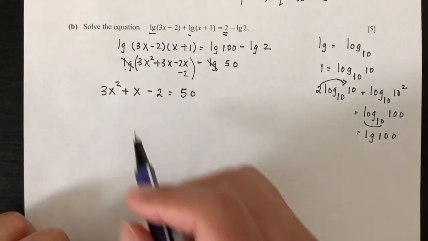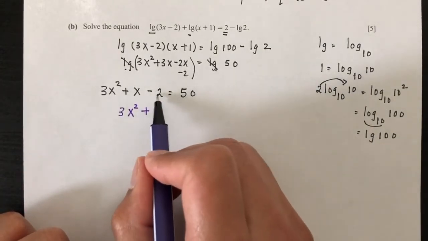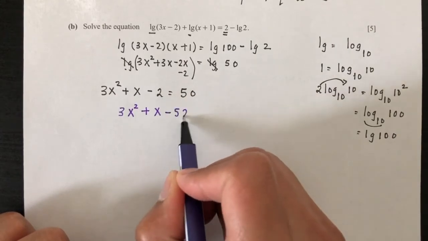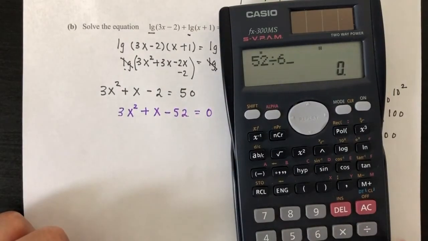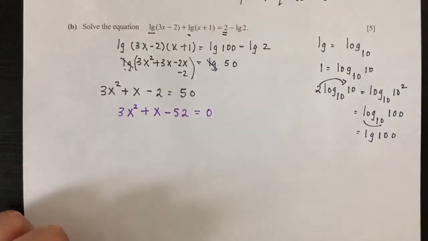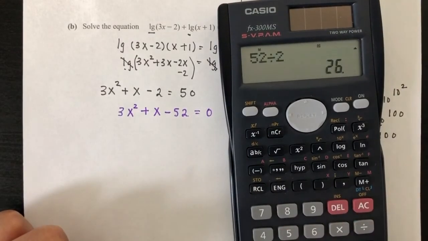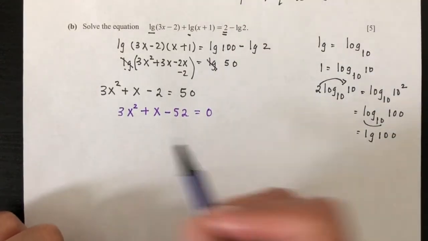Now let's simplify. Let's see what we have. You have 3x squared plus x minus 2 minus 50, which is minus 52, equal to 0. Now what are the factors of 52? Let's check. 52 divided by 6, 52 divided by 7, divided by 8, okay, I don't know what other factors are. I know I can do by 2 for sure, that should be 26, 2 times 26. So what I will do is just use the formula in that case.